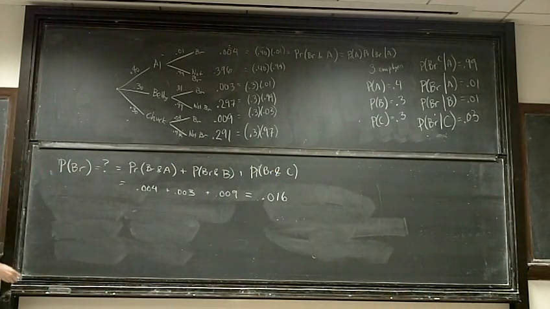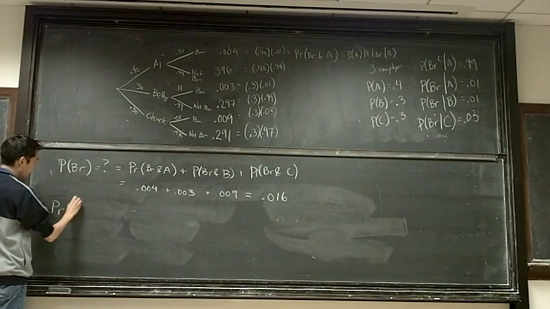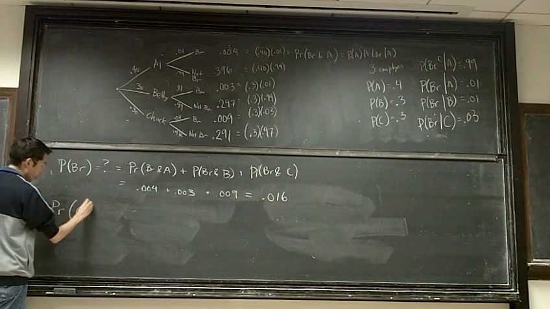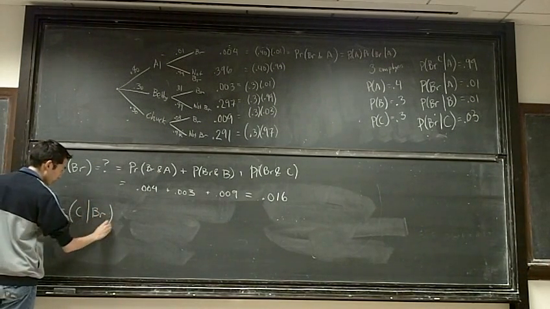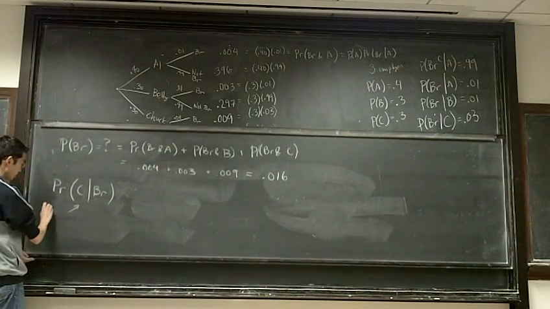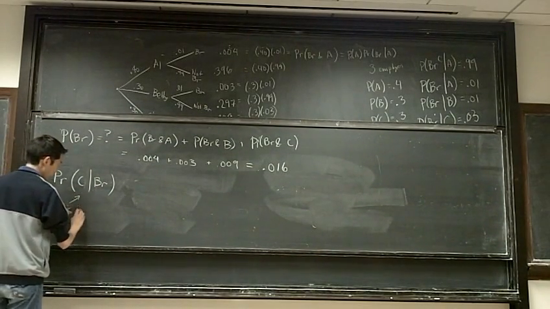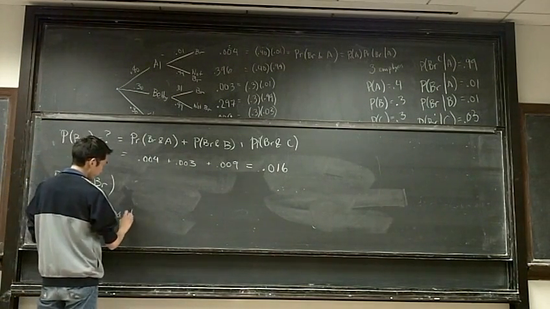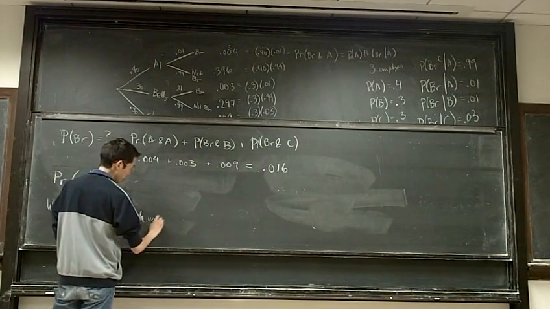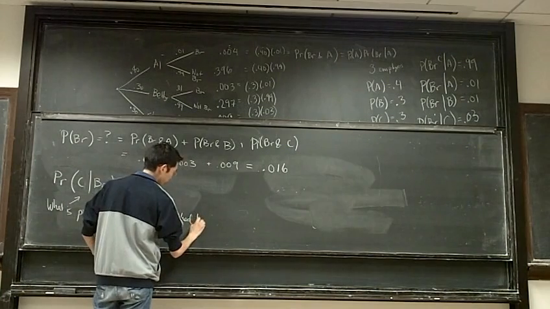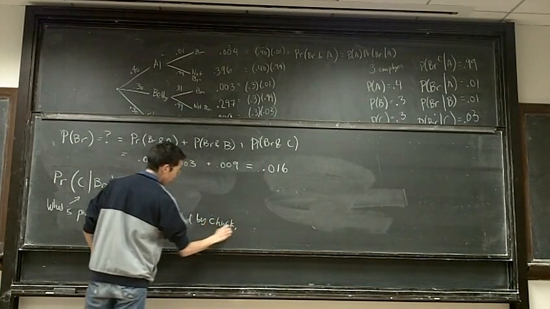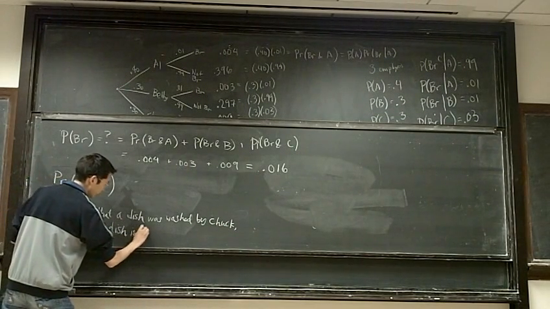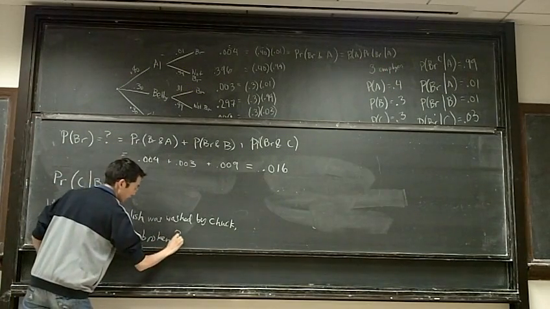So we can ask now, what is the probability that Chuck washed the dish, if Chuck was responsible for the broken dish? So this is asking: what is the probability that a dish was washed by Chuck if the dish is broken?